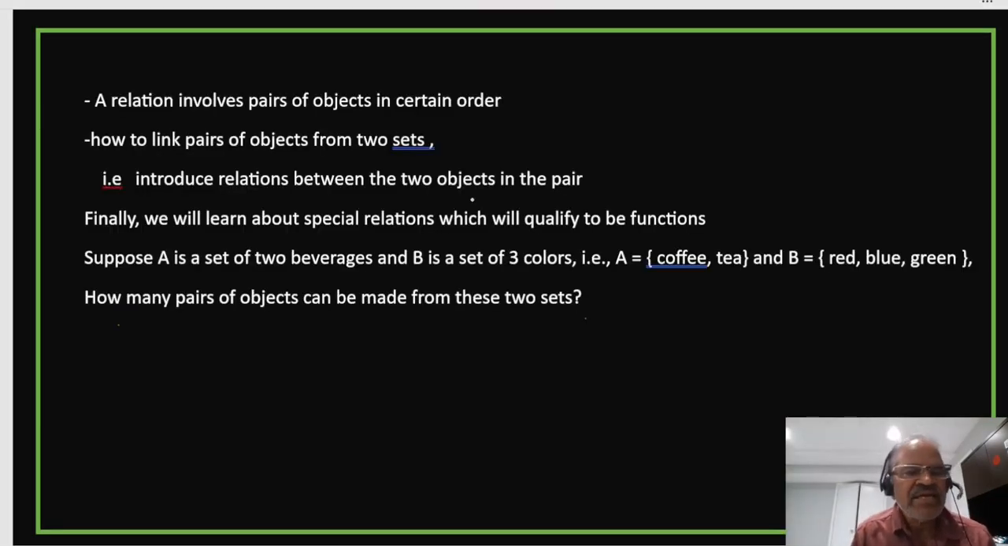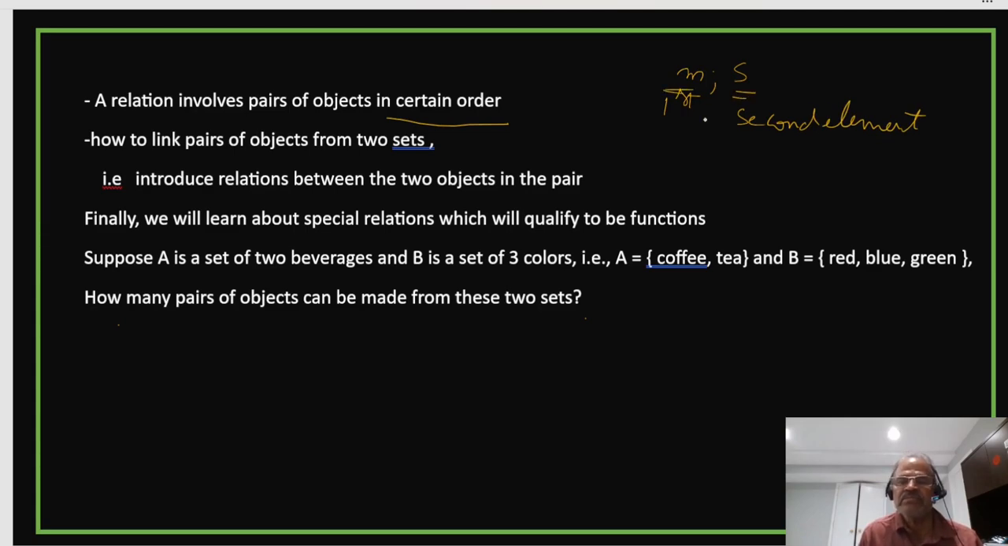Now, see, a relation involves a pair of objects in a certain order. That is very important. This is a certain order because, as I said, there is a first element and a second element. In the mother and son relation, mother is the first element and son is the second element. They are related such that the first element is mother of the second element.